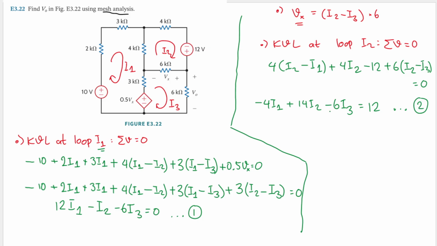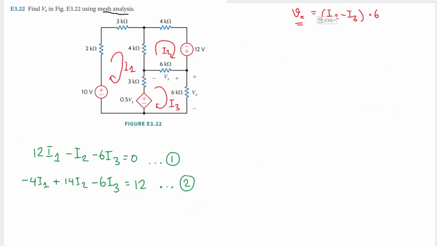And now we need KVL at loop I3. But maybe let's erase this first because I need some space. Okay, let's do the third KVL, which is at loop I3. Okay, let's do exactly that. So we need to do KVL at loop I3. Okay, good. Remember that KVL says that the sum of the voltages in a loop will equal 0.